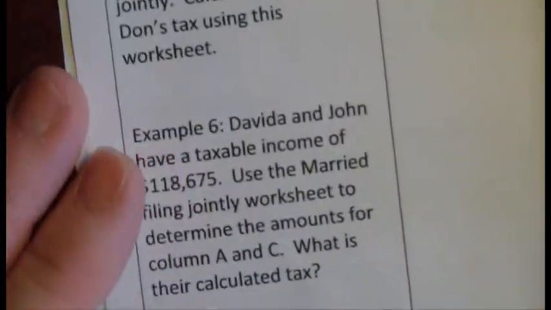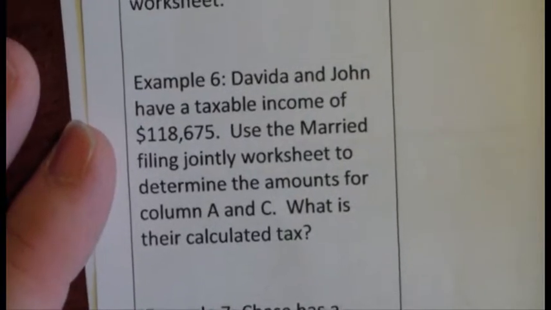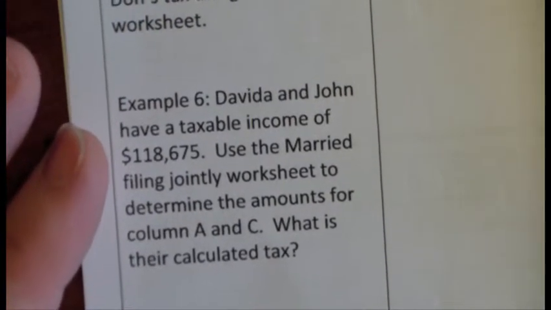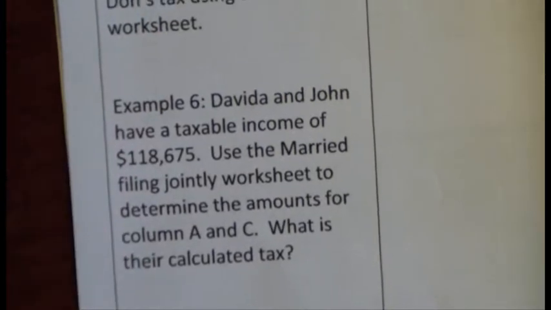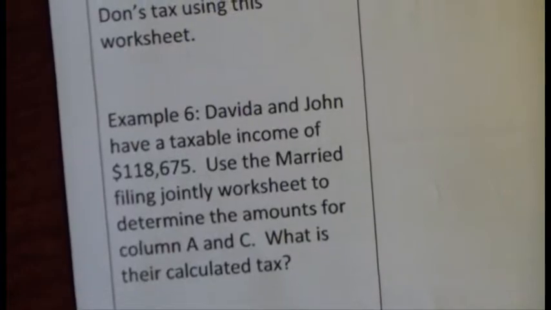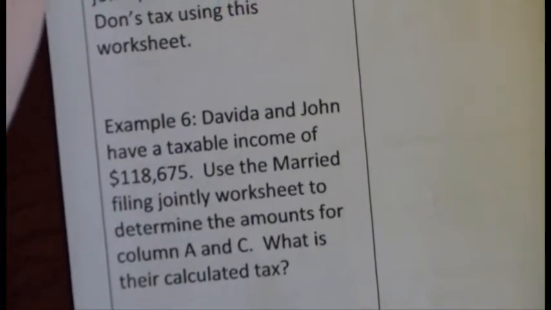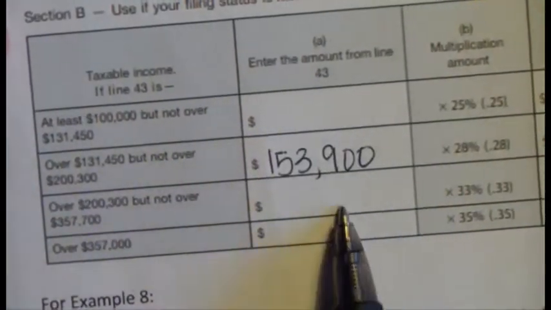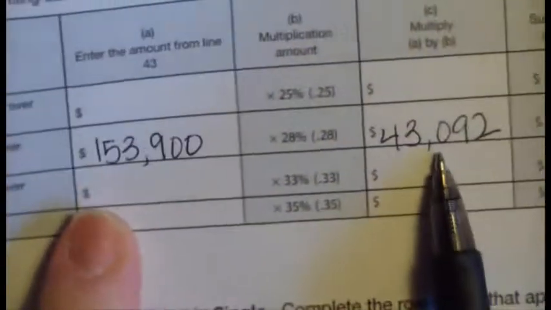Example 6. Davida and John have a taxable income of $118,675. Use the married filing jointly worksheet to determine the amounts for column A and C. What is their calculated tax? So we're using the same table we used in the last one. Column A and column C are these two columns here.